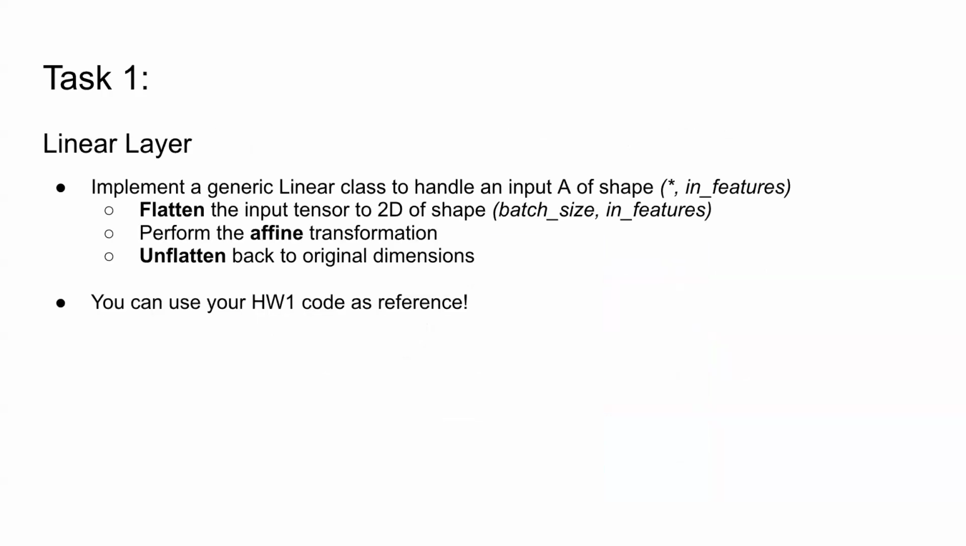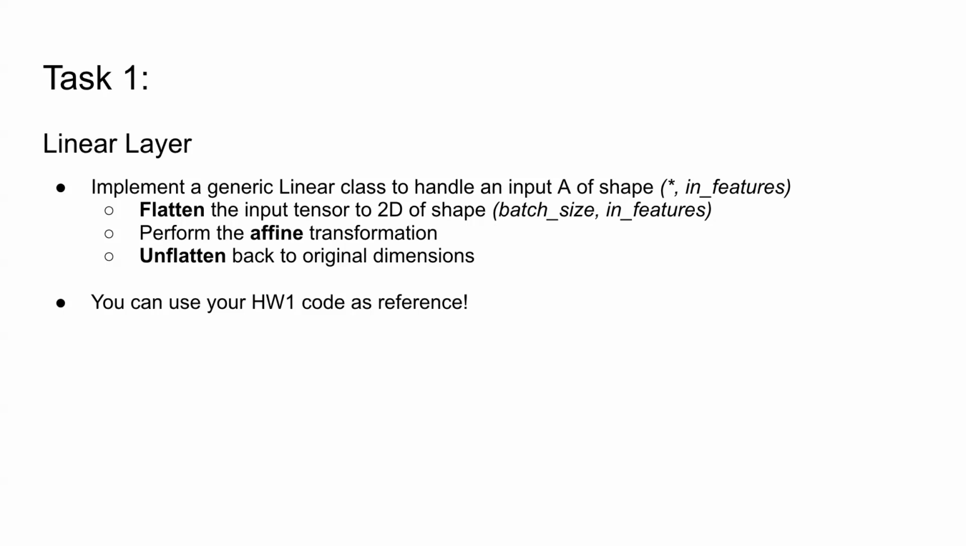You might have implemented this in homework one, part one, but the only drawback of that implementation is we just considered two-dimensional input in homework one, part one. But usually in transformers, we have inputs with more than 2 dimensions, which will be of shape batch, sequence length, and embedding dimension. So it's more than two. So we need to extend the linear layer to make it generic so that we'll be able to handle arbitrary dimensions. Here, the asterisks represent arbitrary dimensions, and in_features is the number of input features.